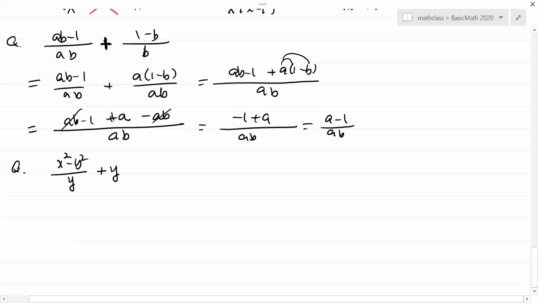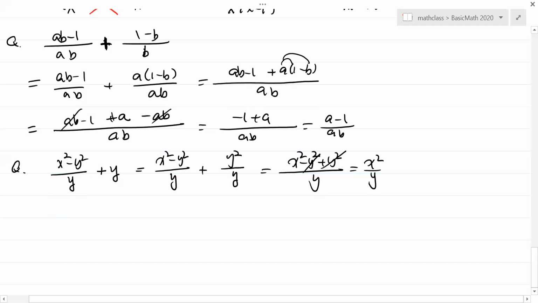All right, so what you can do is you make y as y over 1, because this can also be y squared over y. Then they have a common denominator, right? So you get x squared minus y squared plus y squared over y, and this y squared is cancelled out. Then you get x squared over y. Yeah, x squared over y.